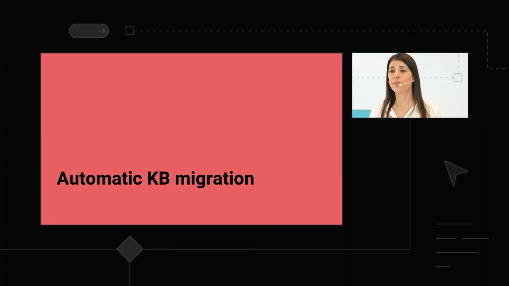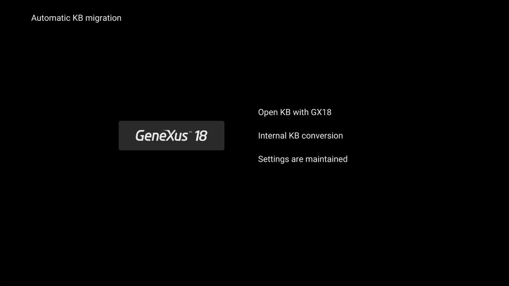If you don't work with GeneXus Server, the easiest way for you to turn the KB to GeneXus 18 is to open it with this new version, which ensures that GeneXus will make the internal KB conversion so that it is ready to work in this new version. And at the same time, all the settings configured will be maintained. So a very easy way to convert your KB is for you to open the KB in this new version, do a rebuild all, and automatically that app will be working smoothly in this version.